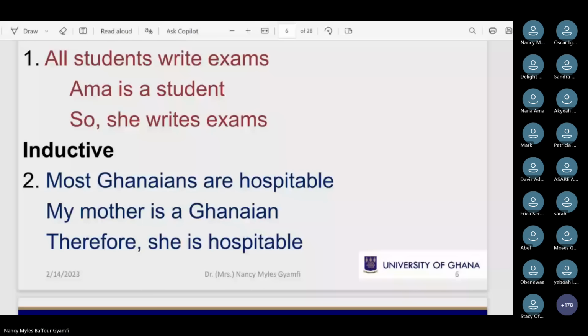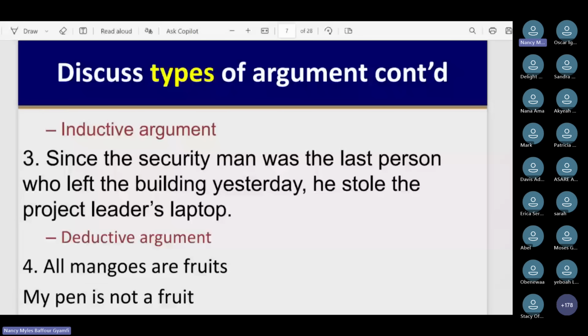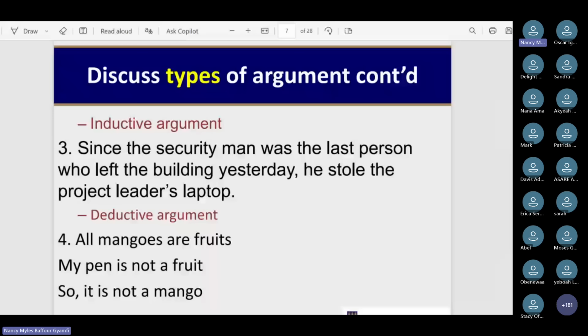Next again on this screen, you see some more. So I've given you another one that is deductive and another one that is inductive. Look at the third one, it is a straightforward matter. It's not difficult to see why it is an induction. If we accepted the premises as true, there's a premise there. It says, since the security man was the last person who left the building yesterday, he stole the project leader's laptop. That is what the person is arguing for. Because the security man was the last person who left the room yesterday, the person is arguing that then he stole the laptop. So the conclusion is he stole the laptop.